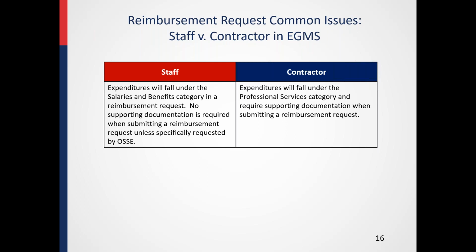Contractors should all fall under the professional services category, and those will require invoices and proof of payment, or if it's not an invoice, then other appropriate supporting documents to show proof that the goods or services were received. And so those types of expenditures for contractors should be in the professional services category. That should also match what's in your approved application, how each of those individuals are categorized.